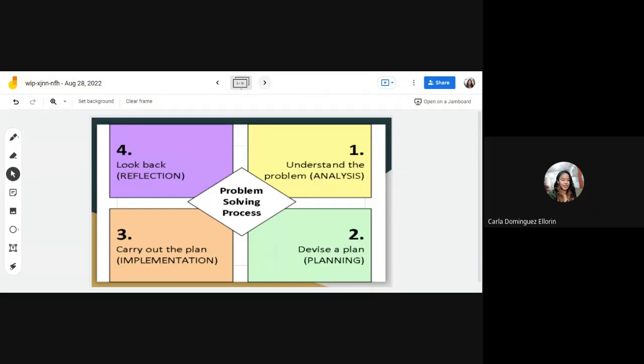Step 1, understand the problem. So analyze the given problem. Step 2, devise a plan. Planning. Translating phrases into mathematical equations. Now, after step 2, proceed to step 3, carry out the plan. So, solve the mathematical equation you have created in step 2. And for step 4, look back. So, check and interpret.